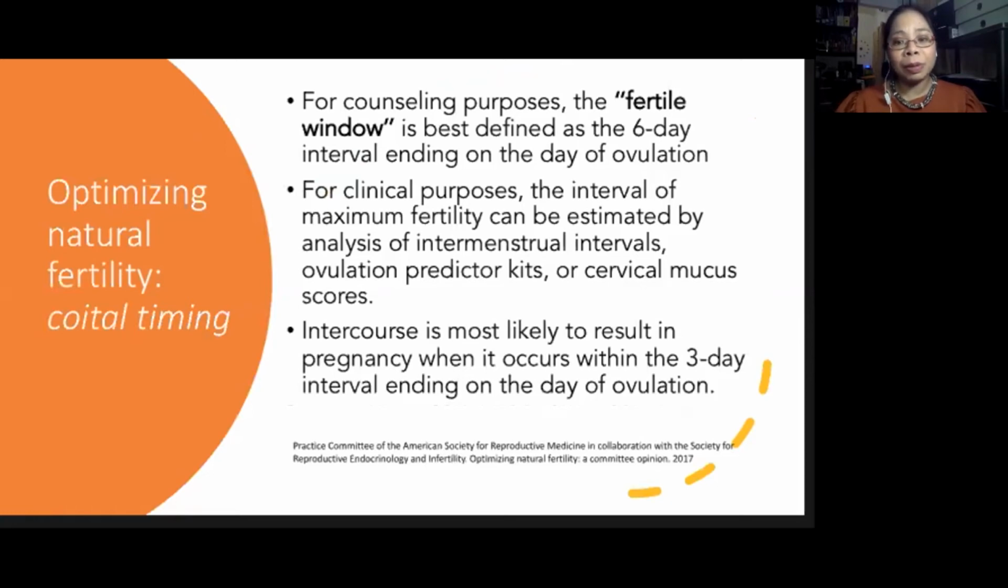For clinical purposes, the interval of maximum fertility can be estimated by analysis of intermenstrual intervals, ovulation predictor kits, or cervical mucus scores. Intercourse is most likely to result in pregnancy when it occurs within the 3-day interval ending on the day of ovulation.